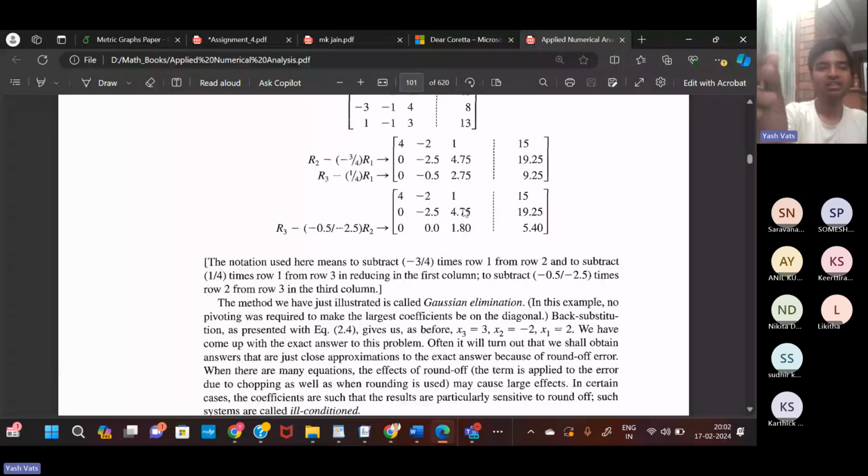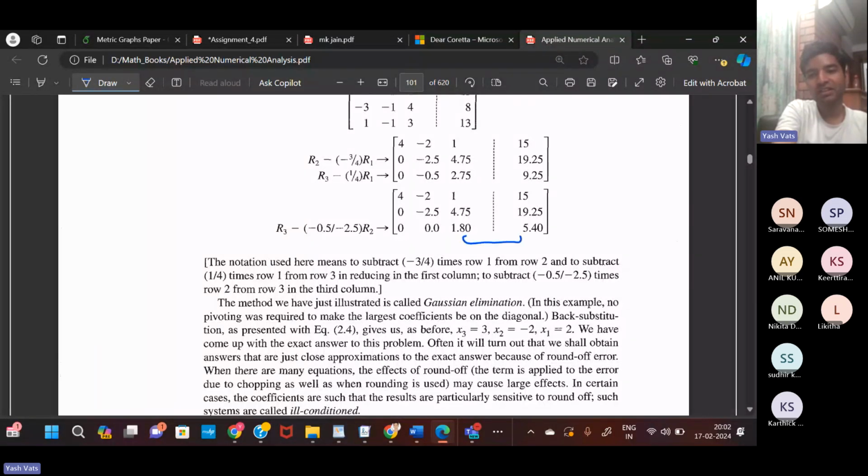Okay, so I can write here maybe. You can find x3 from this, 1.80 x3 is 5.40. Once you get x3, you can put it in this. Is it right? Yes, sir. And then you find x2. Once you find x2, you put it in the first one. So it's back substitution, is it?